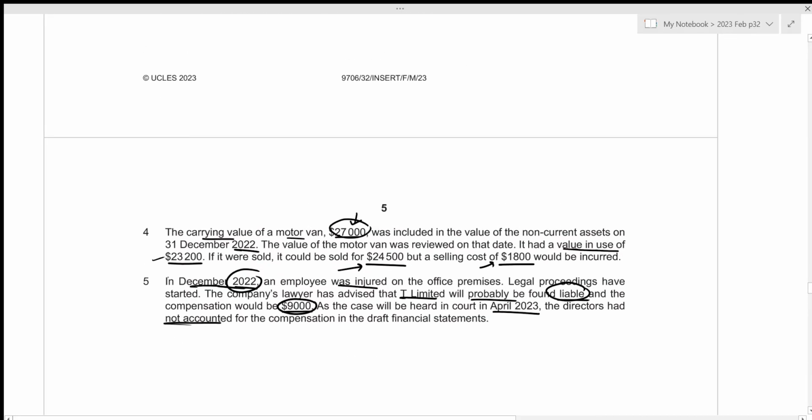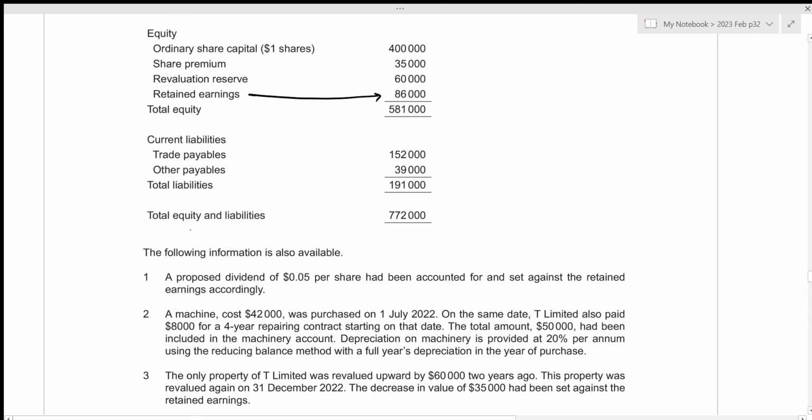So we've already figured out what is to be done for information 4 and 5. Let's have a look at the first one. A proposed dividend of 0.05 per share had been accounted for and set against the retained earnings accordingly. The key word here is proposed. So if it is a proposed dividend, it means that it hasn't yet been finalized, which means that it should not have been set against the retained earnings accordingly, right?